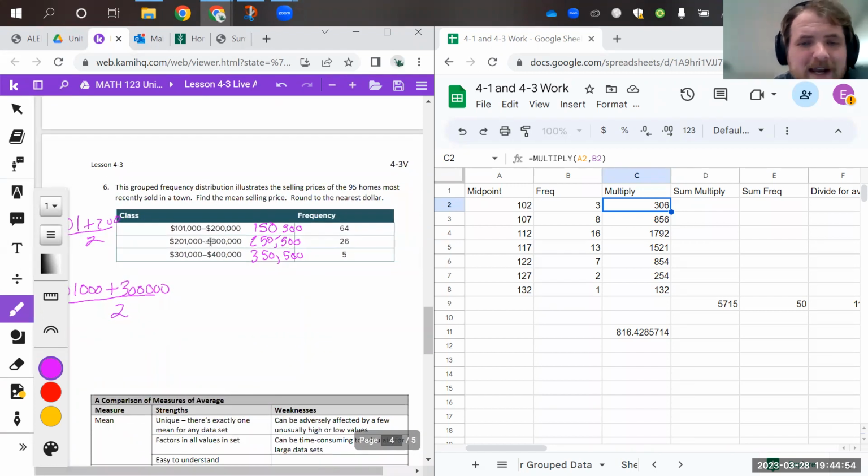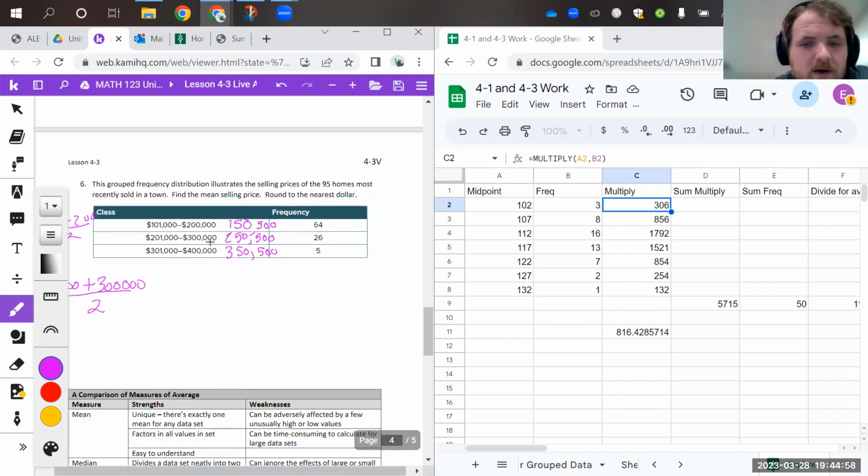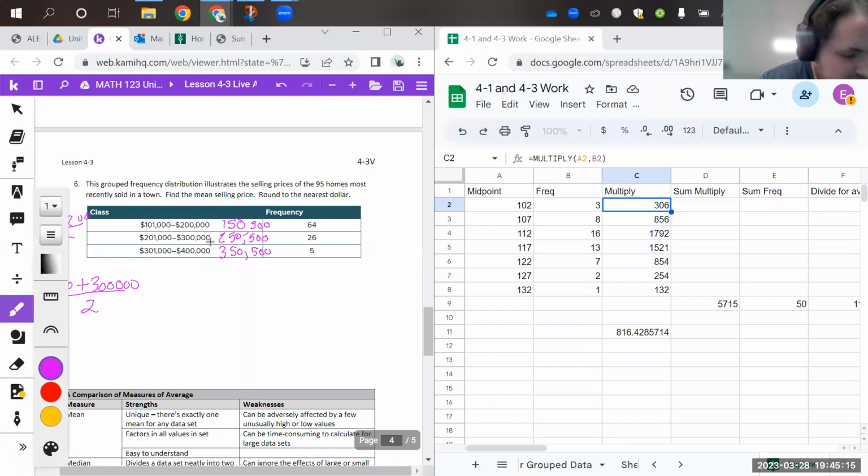So if you had to do this in a calculator, I'll do that just in case we really want to see that and we couldn't care less about Excel. I would do 150,500 times 64, which is going to be a huge number. Maybe we should use Excel. Well, whatever. So 9,632,000, so 9 million.